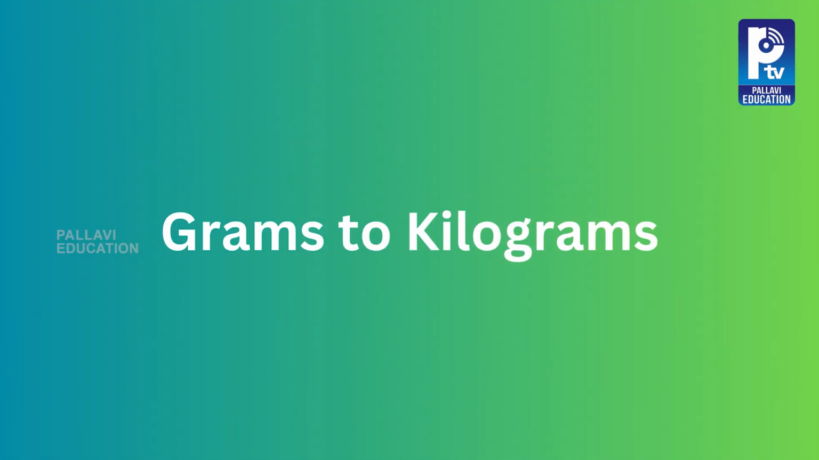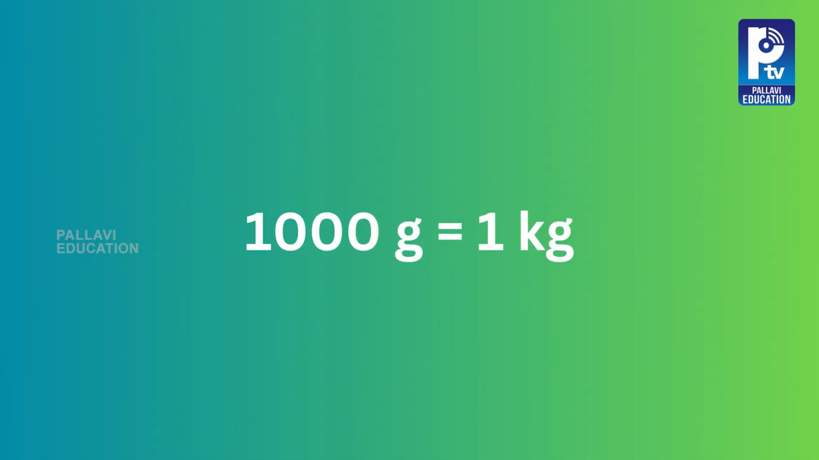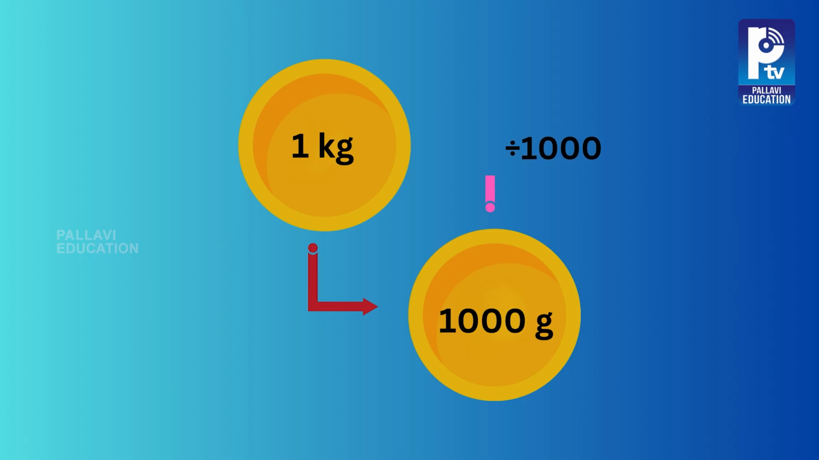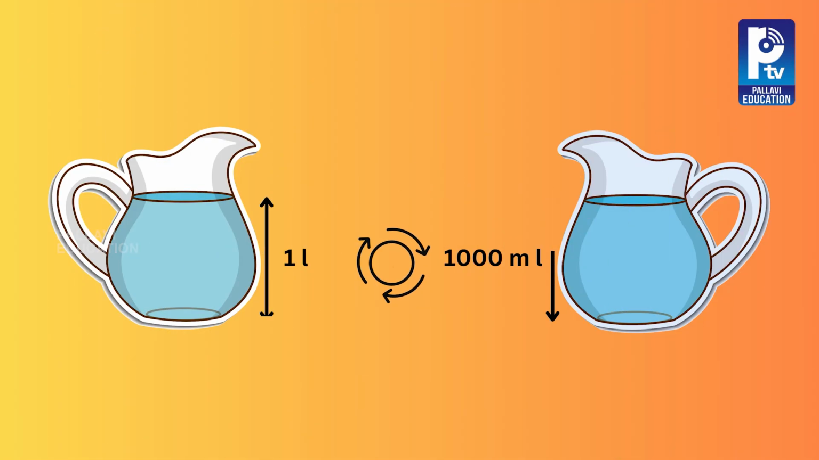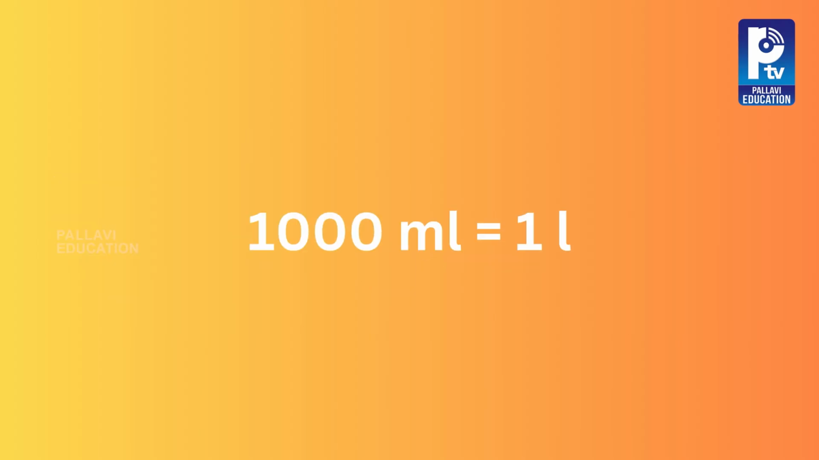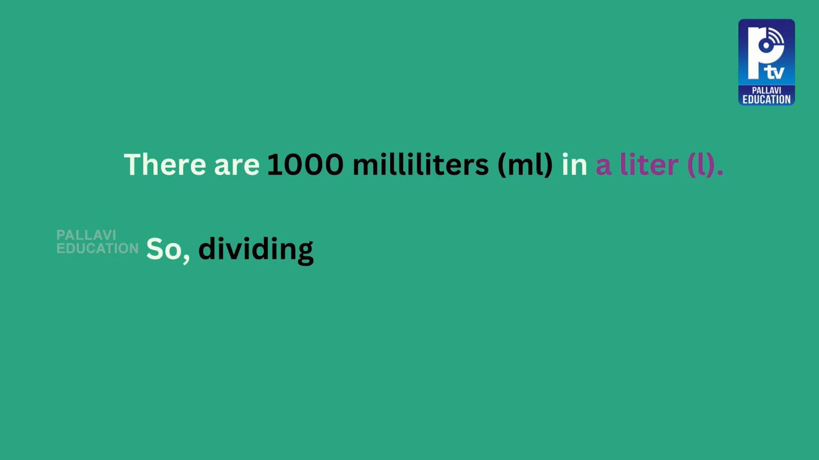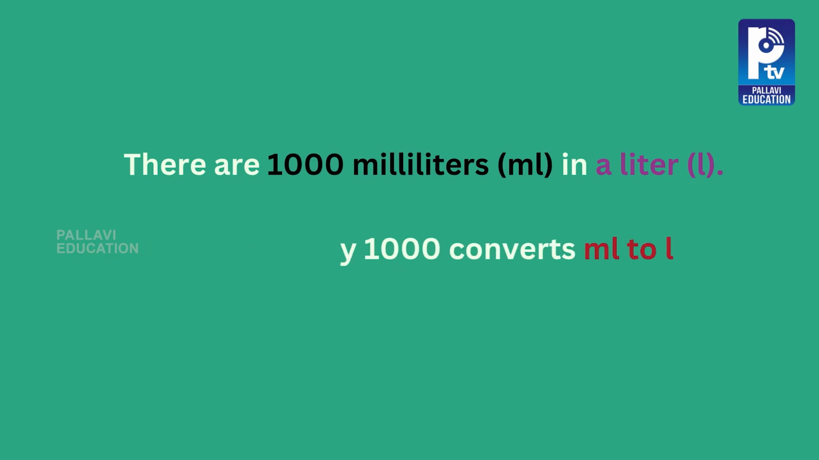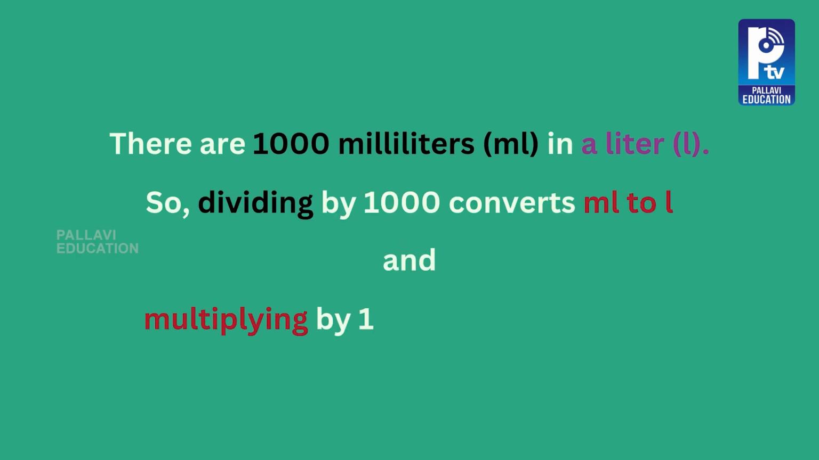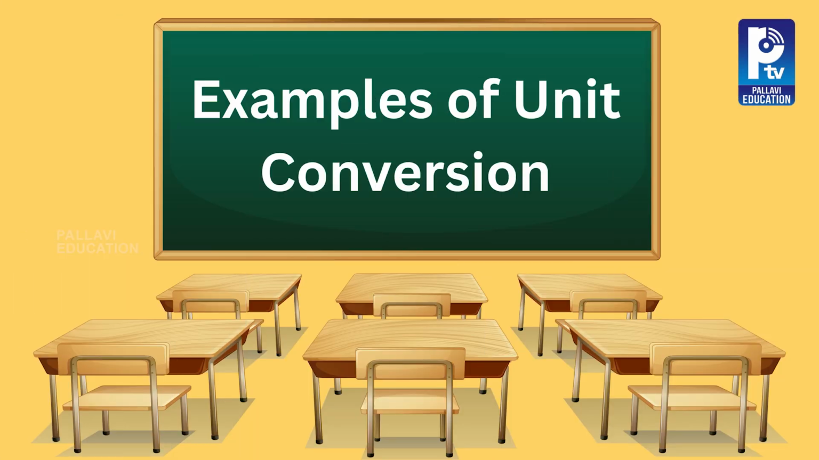Grams to kilograms. 1,000 grams equals 1 kilogram, with 1,000 grams in a kilogram. Dividing by 1,000 converts grams to kilograms, and multiplying by 1,000 converts kilograms to grams. Milliliters to liters. 1,000 milliliters equals 1 liter. There are 1,000 milliliters in a liter, so dividing by 1,000 converts milliliters to liters, and multiplying by 1,000 converts liters to milliliters.